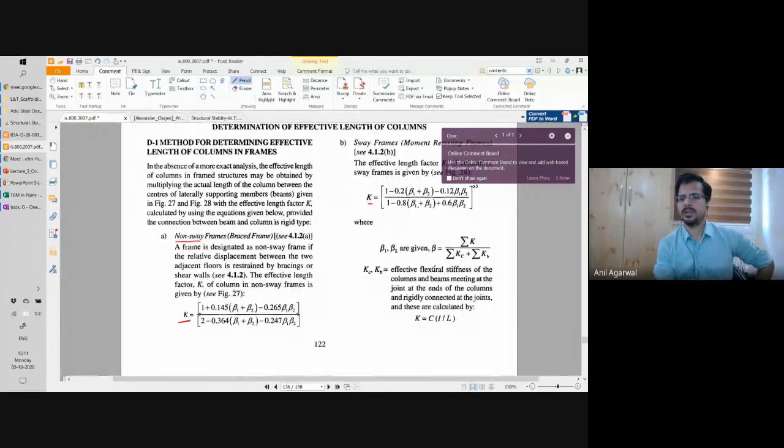Beta 1 and beta 2 respectively are given by this equation. Here there is a mistake. This should be sigma Kc. Please make this correction in your code. It is sigma Kc divided by sigma Kc plus sigma Kb. That C is missing at the top.